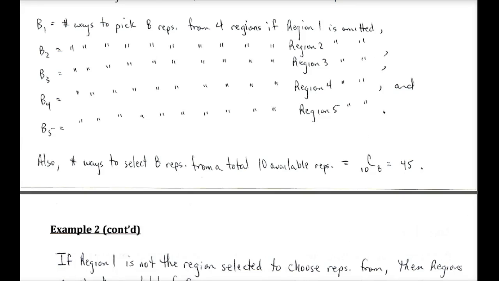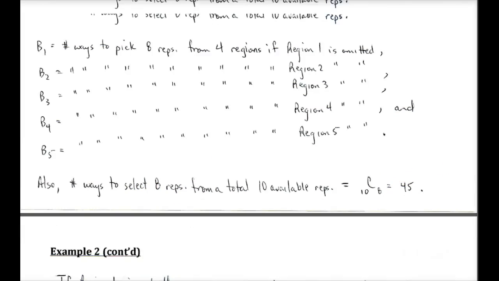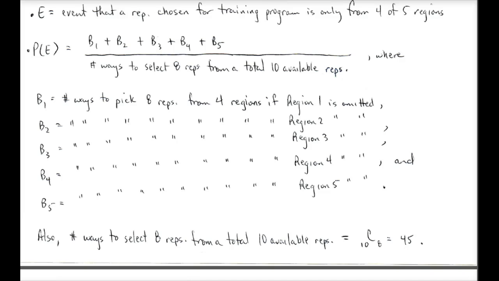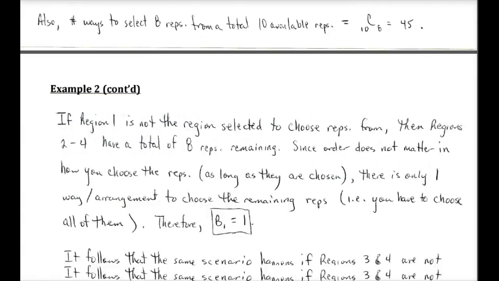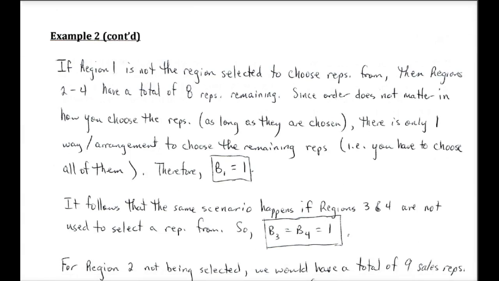Again, we see here that our denominator is pretty much going to stay the same, okay? We still have a total of 8 representatives that we have to choose from a total of 10 available to us. So that's not going to change. Now, if we keep on going here, we go through the scenario of each situation where we omit a region before we start choosing our representatives.